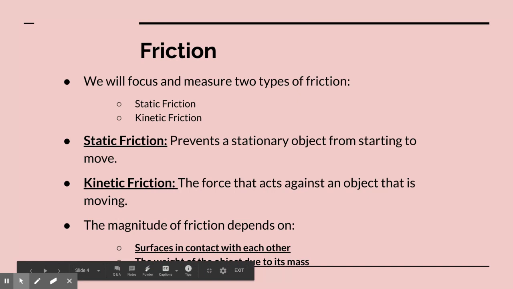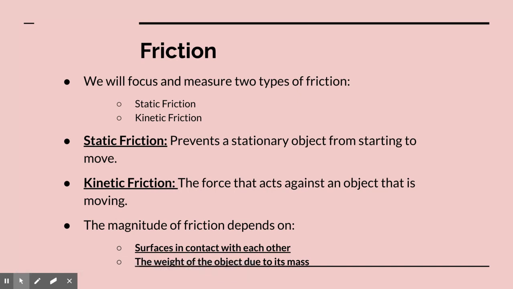So here we go. The two types of friction that we're going to be measuring and calculating are static friction and kinetic friction. Static, and this should be obvious by its name, means does not move. It stays in one place, no motion. Static friction is the friction that prevents a stationary object from starting to move. So think of it this way.